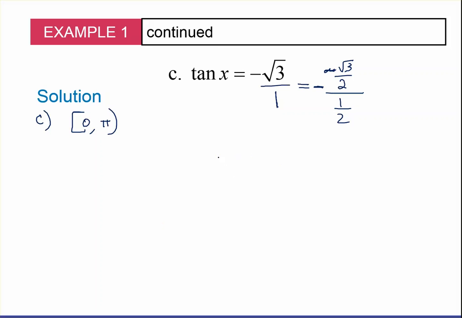Okay, so then I look at my unit circle, and I'm trying to find when the y value is root 3 over 2 and the x value is 1/2. Except what quadrant am I in? When is tangent negative from 0 to pi? Which quadrant?